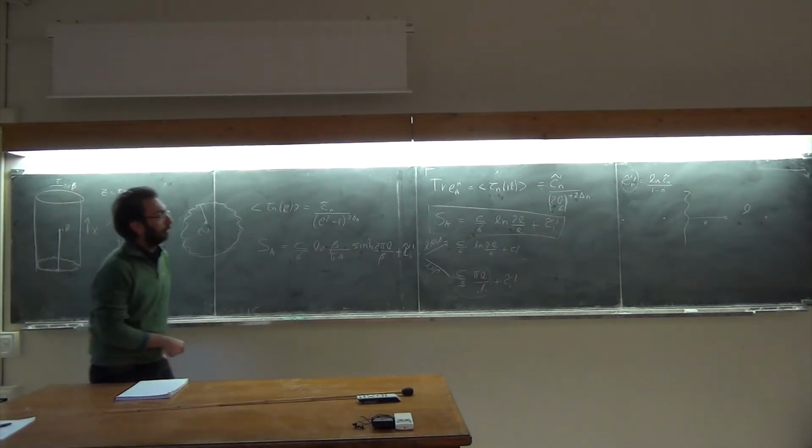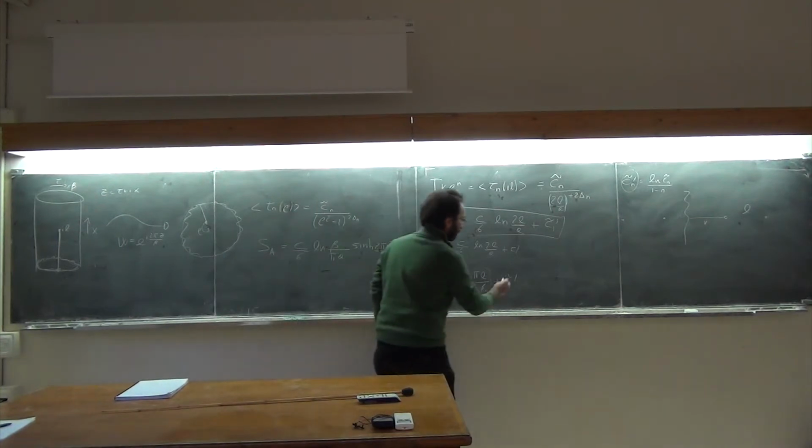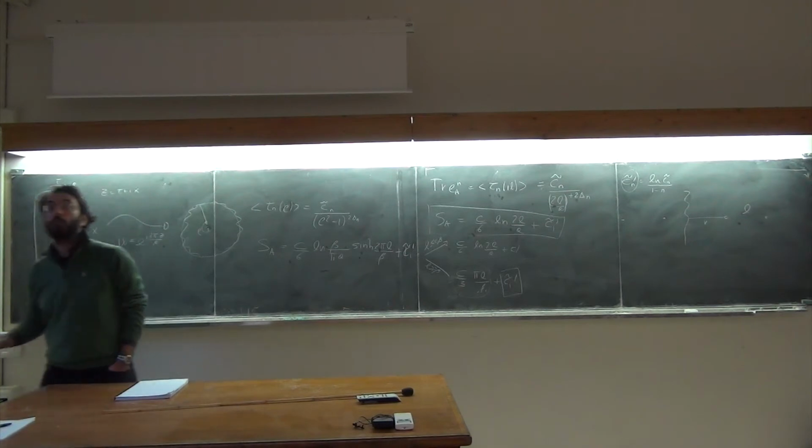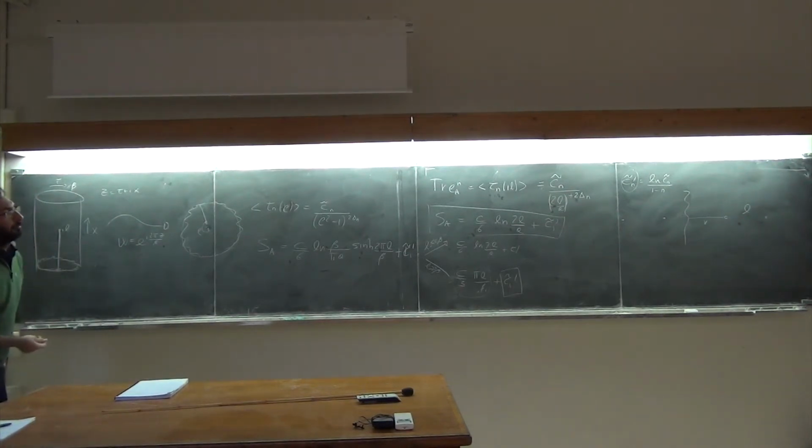But what is now this constant? It's not the same constant as before, but it should be related to the constant of before, because if I have a full system, everything should be similar, just with a difference due to the boundary.